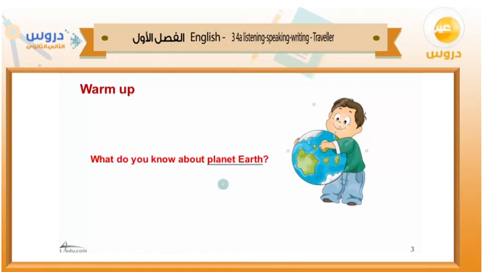Now let's take a look at this picture with this little boy hugging a planet Earth. Now a planet Earth is a very beautiful planet, and the question is here for you: what do you know about planet Earth? We can talk actually for hours about planet Earth, but we can say it's one of the most beautiful planets in the solar system. It rotates around itself every 24 hours. This is why we have night and day, and also it rotates around the sun every year.